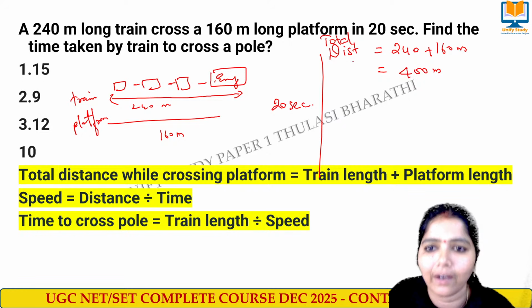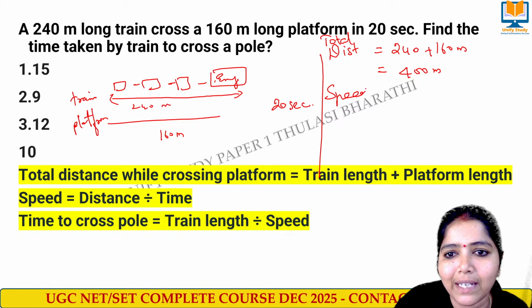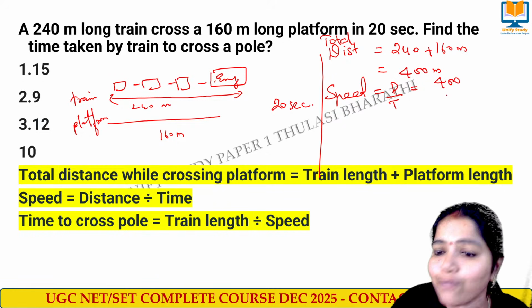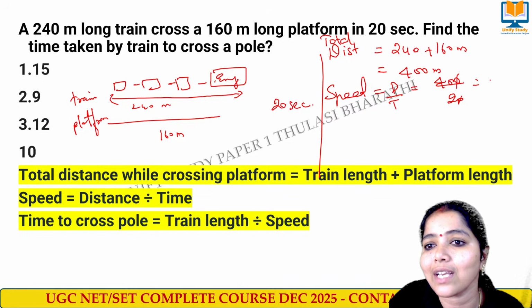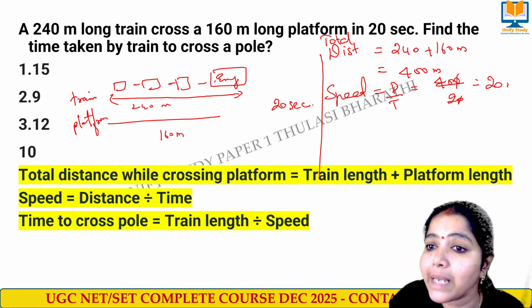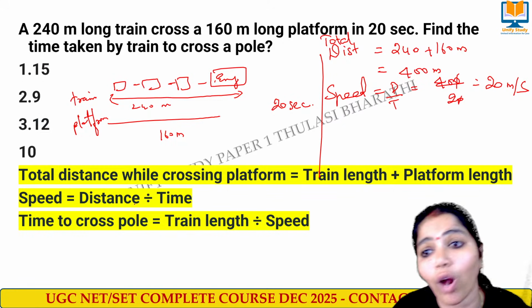Make it very clear. Okay, next, speed. What is the speed? Distance divided by time. What is the distance? We have calculated 400. What is the time taken? It is 20 seconds. So that is equivalent to 20 meter per second. We have calculated that.